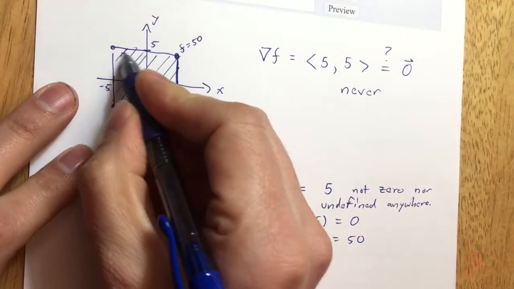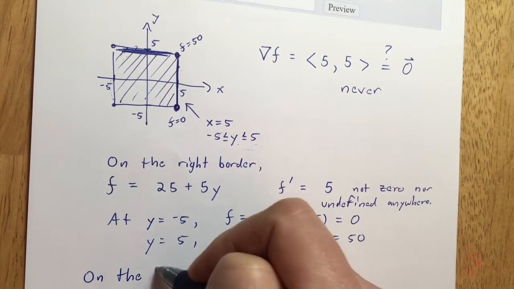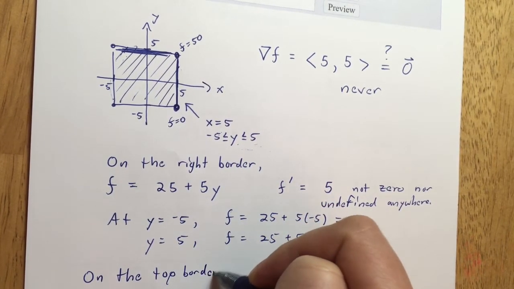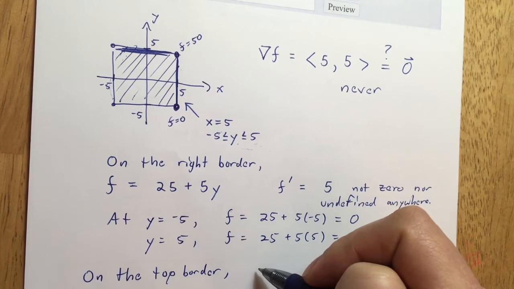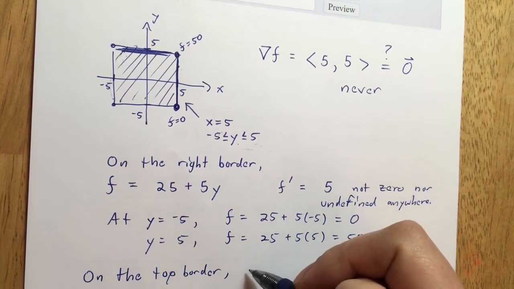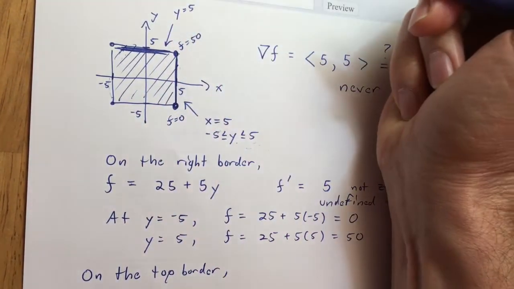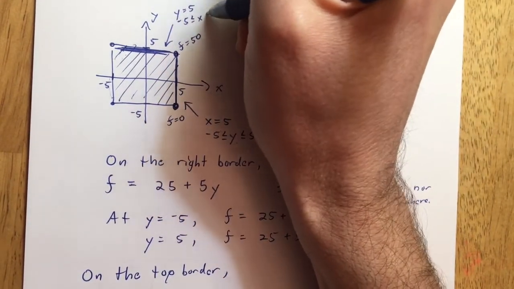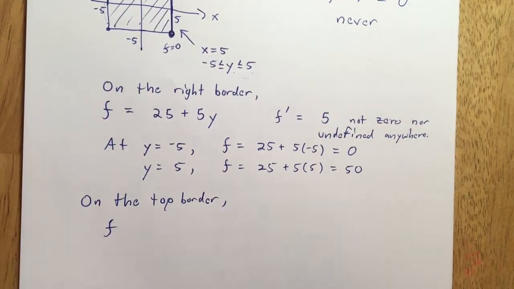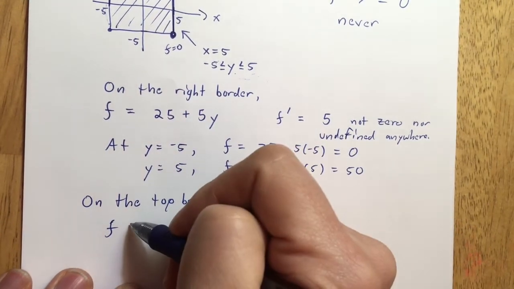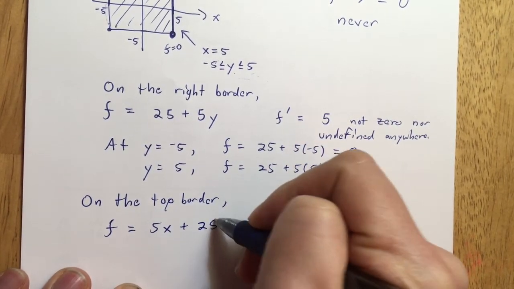Now let's check the top boundary of this square. On the top, now here y is fixed equal to 5, and x is between negative 5 and 5. Right? So I'm just going to write down f with those conditions in place. So y is equal to 5, and x is varying. So my function looks like this.